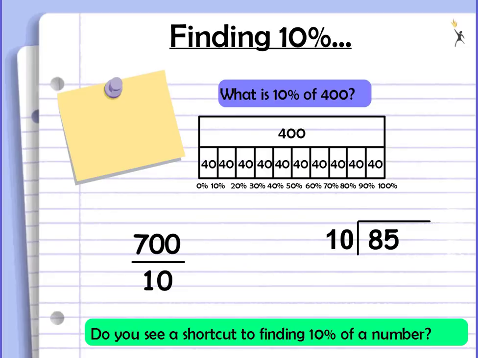Okay, finding 10%. We've already learned how we can use percent bar models to find percent of a number. So if we want to find 10% of 400, here's the percent bar model. We would divide it into 10 equal parts to represent 10% each. Divide the 400 also into 10 equal parts. So each part would get 40, or each 10% would get 40. So 10% of 400 equals 40.